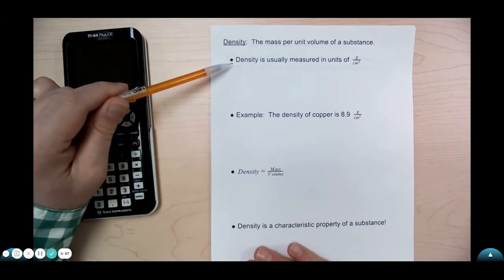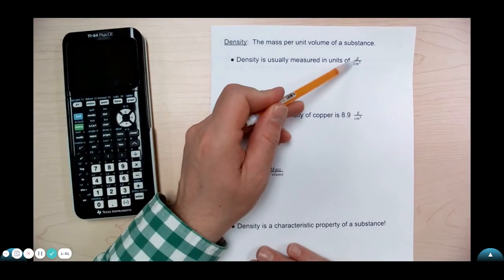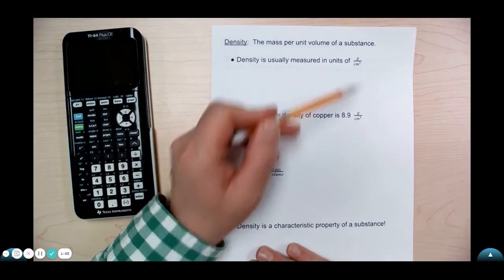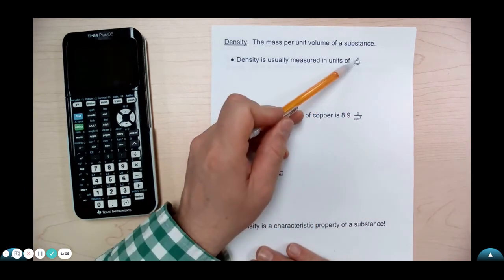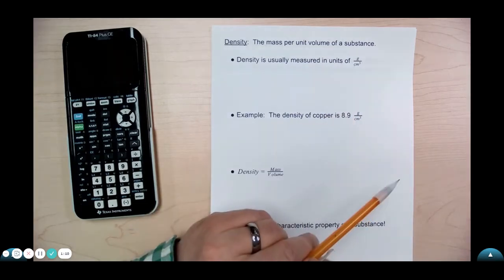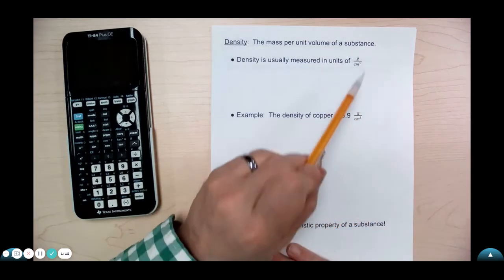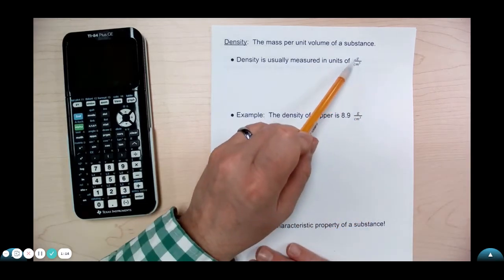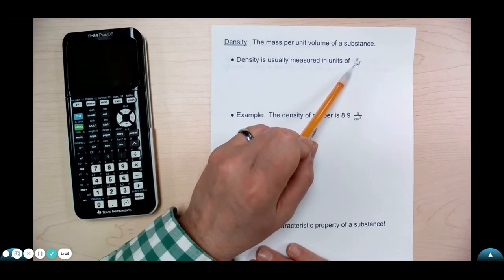The units that we typically measure density in will be grams per cubic centimeter. You say that little slash is "per." Another way to say this is grams for every cubic centimeter. So if something has a lot of grams of matter for every cubic centimeter of volume, it has a high density.